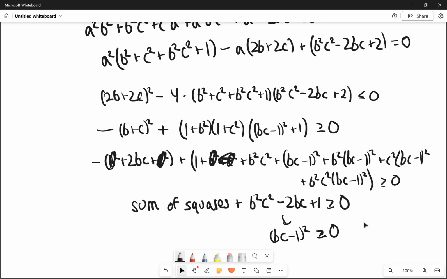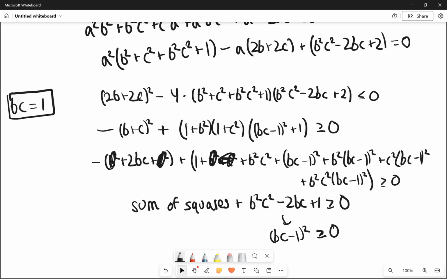And this implies that this quadratic here has at most one solution. And it only has a solution when equality holds in all cases. And all the other squares inside our sum of squares have this (bc minus 1) squared term. And we already have a (bc minus 1) squared term on its own. So therefore, there exists exactly one solution if and only if bc is equal to 1.